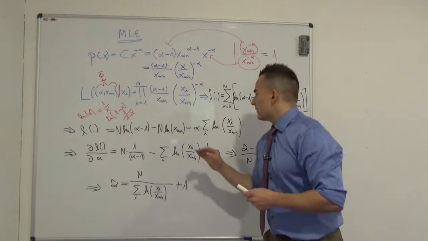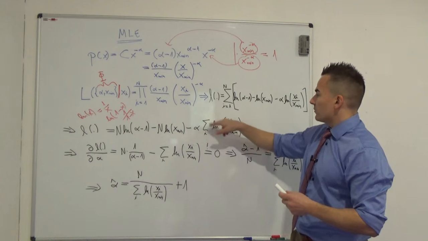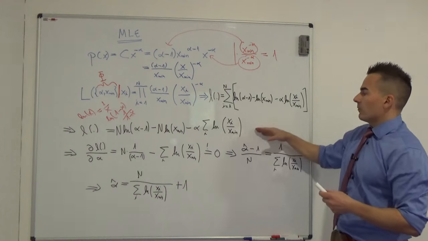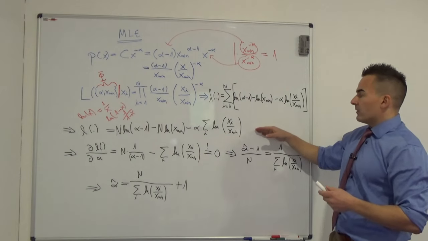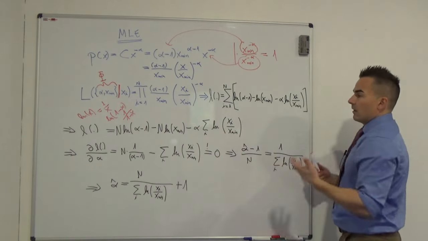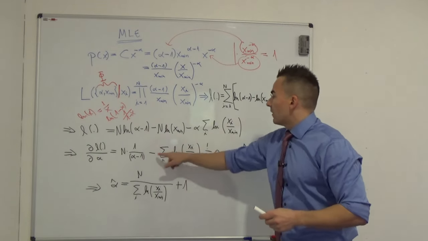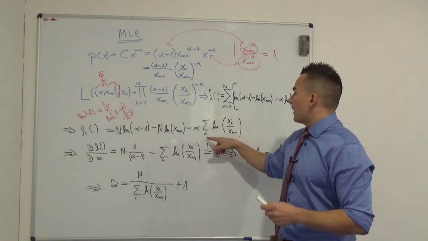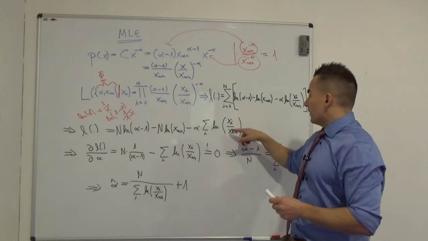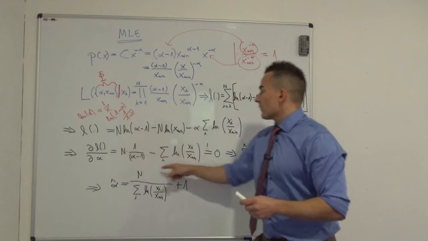And what remains is the derivative with respect to alpha of the last term, which is the sum from i equal to 1 to N of the natural logarithm of xi over x minimum. If we take the derivative, we know that alpha would disappear here in this linear context. So what remains is minus the sum from i equal to 1 to capital N of the logarithm of xi over x minimum. This is what remains.